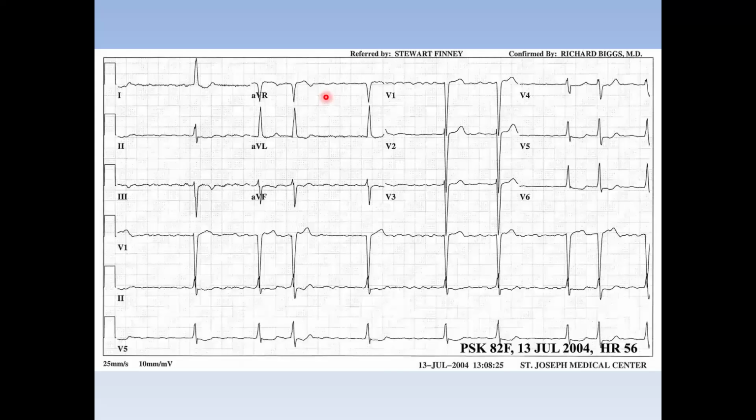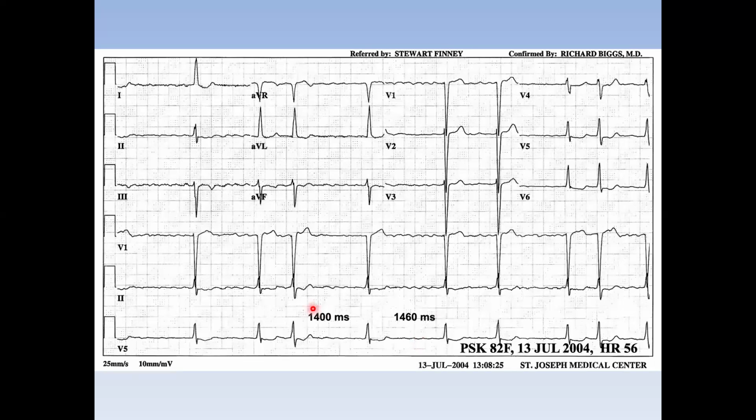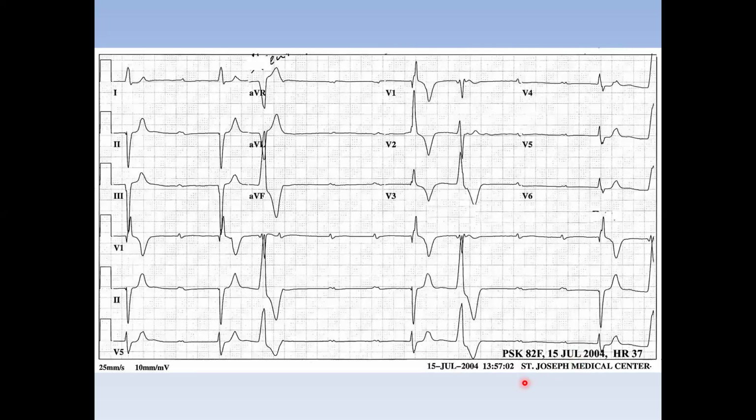And then this is another one where it's not as prominent as the last one, but this looks kind of suspicious to me. I always get worried when I see some degree of regularity. And if I measure it, it's 1400 milliseconds, 1460 milliseconds. And this is July 13th. July 15th, the patient goes back to sinus rhythm, look at high-grade AV block on this patient. So the notion that when it is regular, it is complete heart block actually is true.